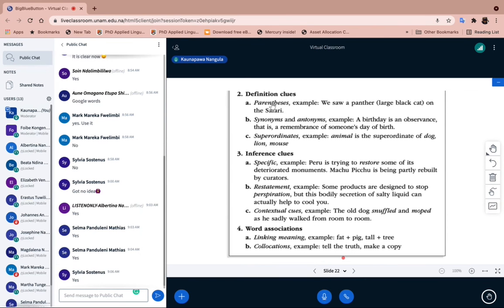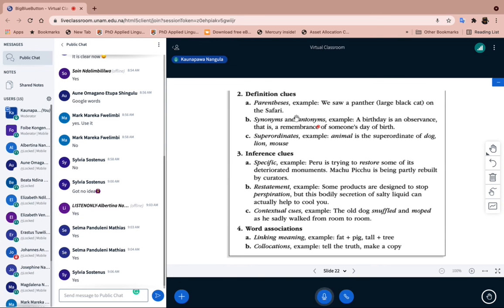And then moving on, definitions, definition clues. So we've got parentheses. For example: we saw a panther, a large black cat, on the safari. So parentheses is like, do we say brackets? I feel like we use brackets more than parentheses. Yes or no? Or do you use parentheses? Parentheses are these signs here. This and this is a parenthesis.